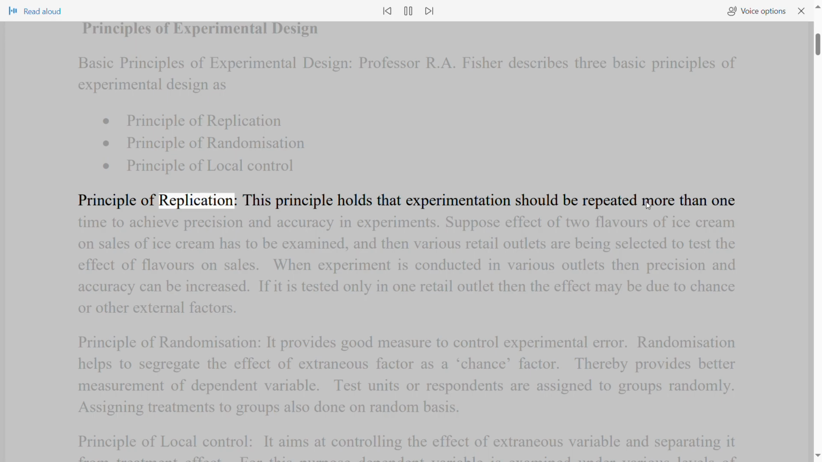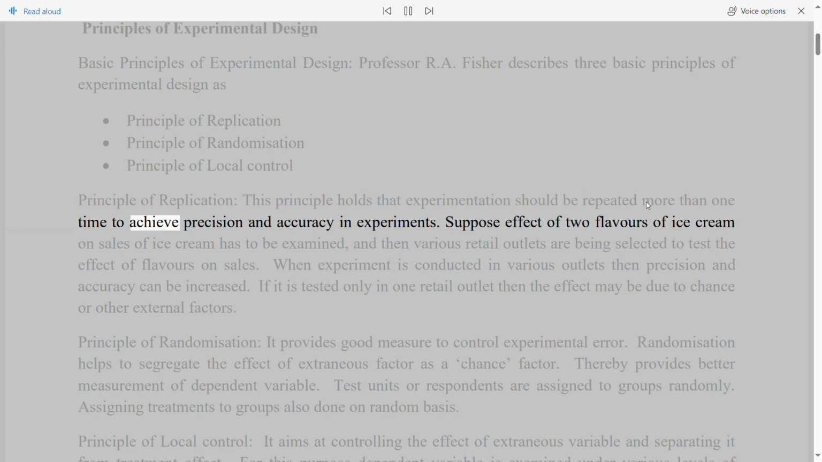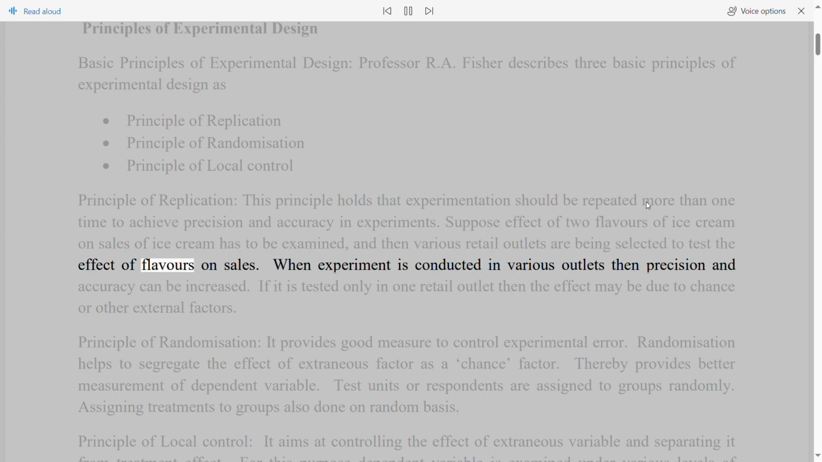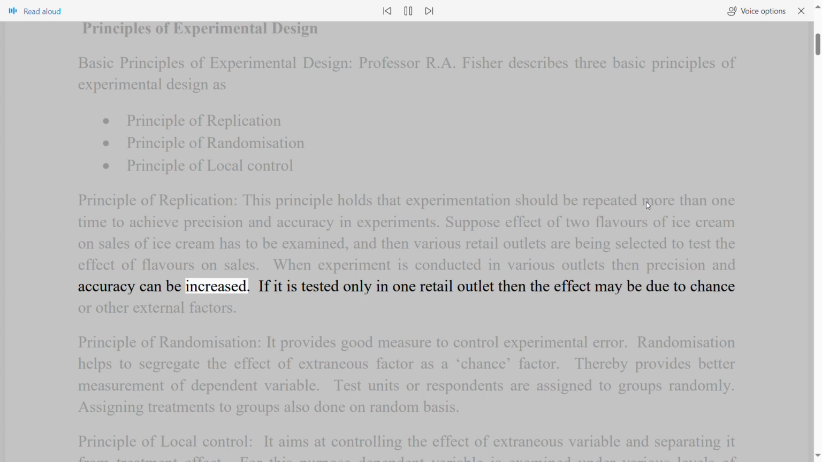Principle of replication. This principle holds that experimentation should be repeated more than one time to achieve precision and accuracy in experiments. Suppose the effect of two flavors of ice cream on sales of ice cream has to be examined, and then various retail outlets are selected to test the effect of flavors on sales. When the experiment is conducted in various outlets, then precision and accuracy can be increased. If it is tested only in one retail outlet, then the effect may be due to chance or other external factors.